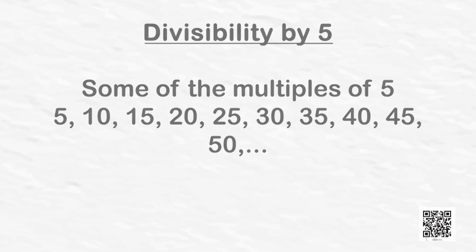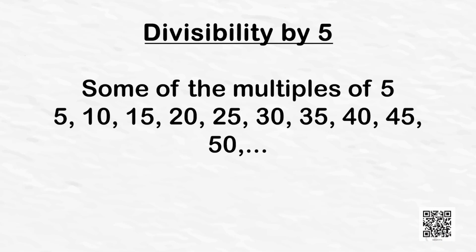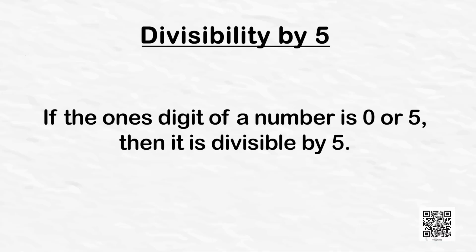So, now let us explore more about divisibility by 5. Students, as we did earlier, look at the multiples of 5: 5, 10, 15, 20, 25, 30, 35, 40, 45, 50 and so on. It is clear that the ones digits are alternately 5 and 0 and no other digit ever appears in this list. So, we get the test of divisibility by 5: if the ones digit of a number is 0 or 5, then it is divisible by 5.